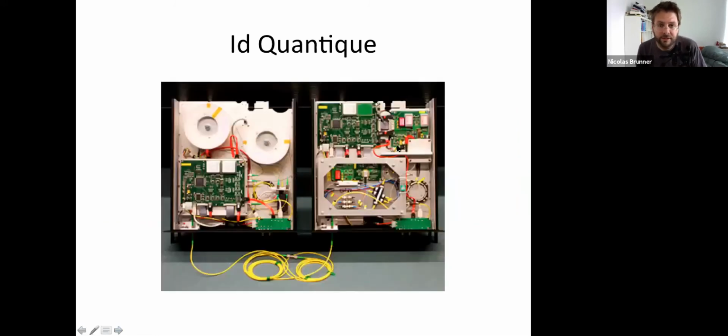Okay, this is what you have in the devices. You see that it's complicated, has optics, electronics, and so on, but you see everything works nicely, and you can put it inside these boxes.